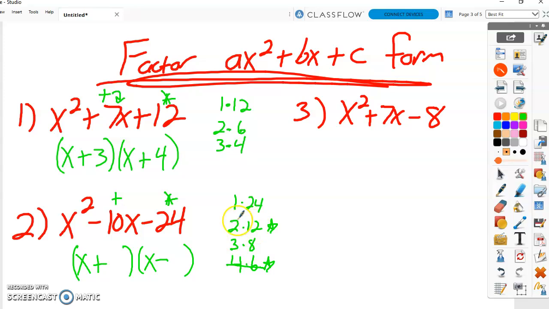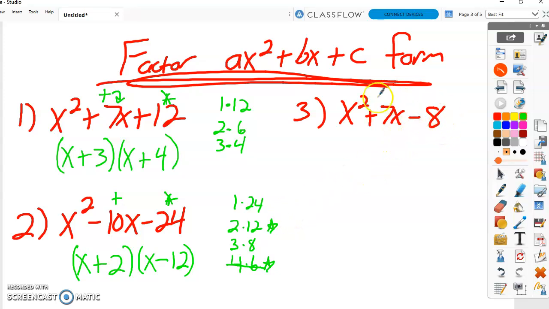Is the difference in these numbers 10? Yes. 12 minus 2 is 10. So we need negative 12 and positive 2 in order for this to factor correctly. 2 times negative 12 is negative 24, and 2 minus 12 gets us to that negative 10 middle number. So that's an easy way to double check that you've got the correct numbers there.